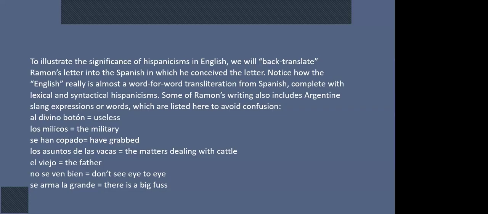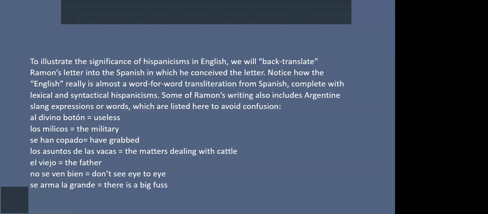Yesterday we were saying that there are different kinds of Hispanicisms. They're lexical, syntactic, even conceptual. So we have to detect them and be aware. We have to gain awareness of their existence at different levels. Some of his writing also includes some slang expressions from Argentine Spanish, which are listed here.